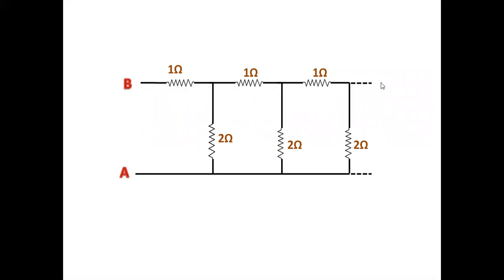If you have dotted lines like this here, it means that the ladder continues. It is a ladder, like a chain, which is written like 1 ohm, 2 ohm, 1 ohm, 2 ohm, 1 ohm, 2 ohm. So you can continue any number of ladders.